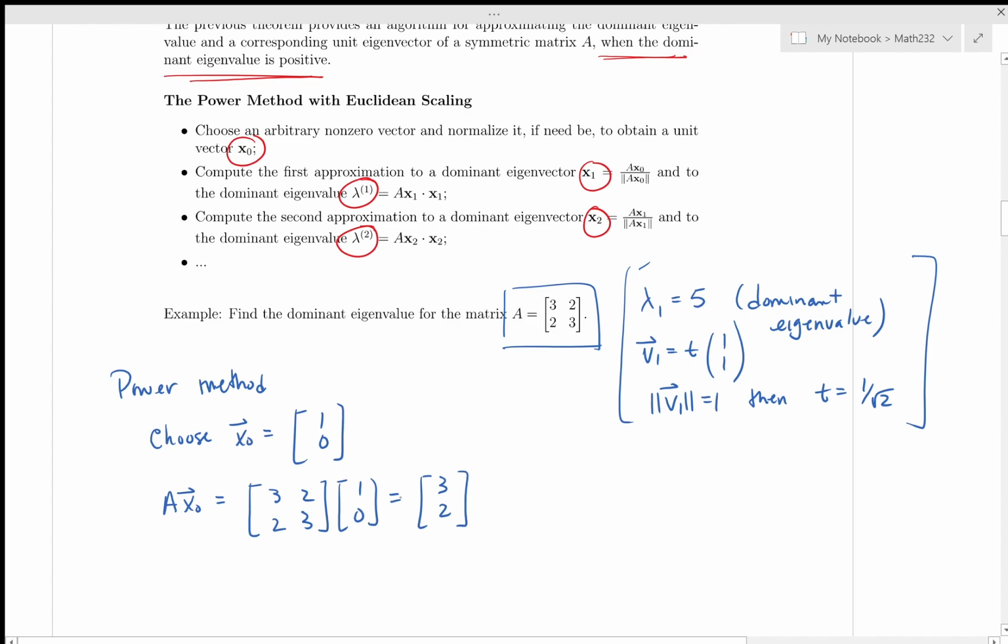Then you have to normalize. So what you do is you figure out what the length of that thing is. So that's this calculation here. I'm taking the square root of 3 squared plus 2 squared, which is 9 plus 4, and that is root 13. Okay, so then I have identified the first in my sequence of vectors. It looks like that.